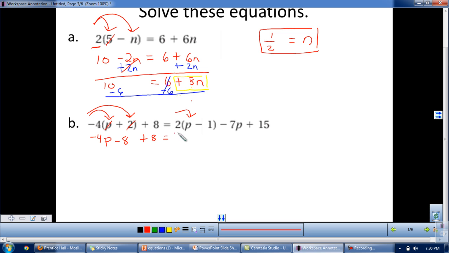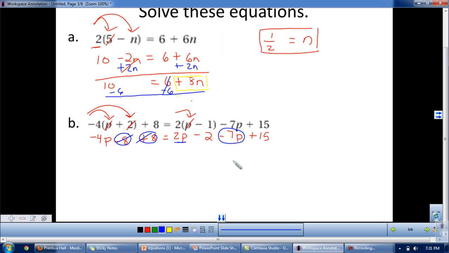2 times p is 2p. 2 times negative 1 is negative 2. Bring down the minus 7p. Bring down the plus 15. Alright, there are some like terms here. Let's see if we can combine like terms. The negative 8 and the positive 8 are opposite, so their sum is 0, so we can just cancel those out. Here, we have 2p and we have negative 7p.